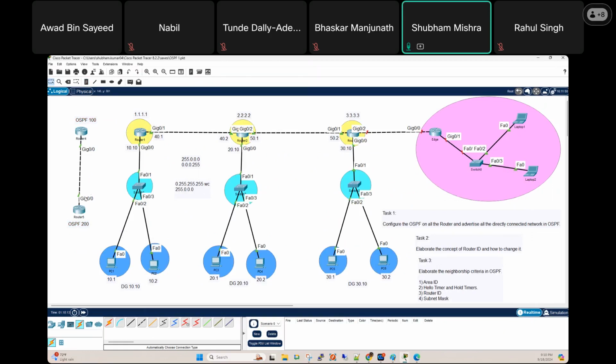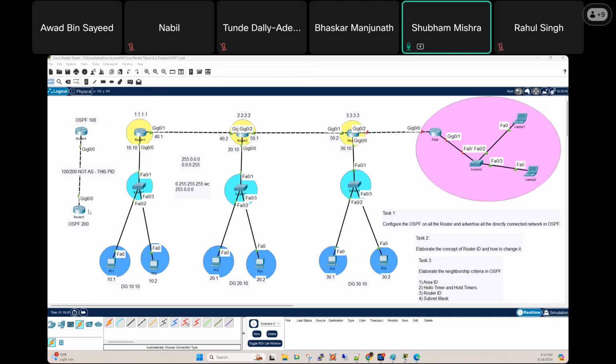Why? Now it's proving that 100 and 200 is not the AS number. This is the process ID, guys. Because if this were the AS, then neighborship would not come up, because OSPF is an IGP protocol, not EGP. Are you getting my point? Yes or no? Process ID is process ID, not AS number. If it were the AS number, then neighborship would never come up.